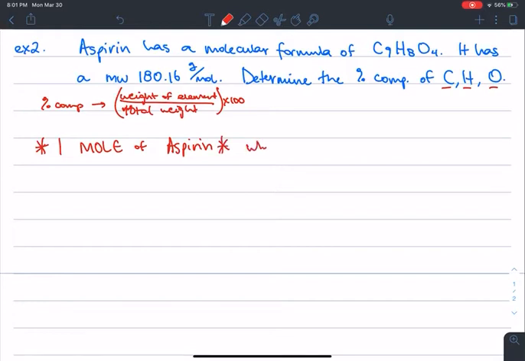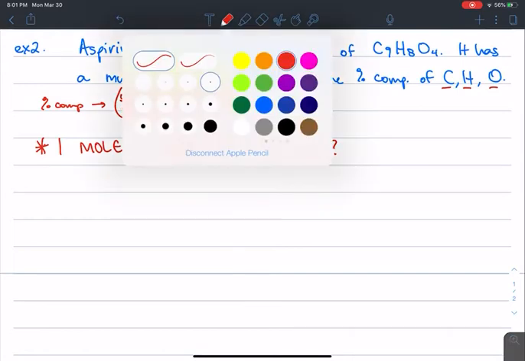And why are we dealing with 1 mole? Well, the reason is because how much does 1 mole of aspirin weigh? It weighs 180.16 grams. So if we have 1 mole of aspirin, we know its total weight. If we can figure out what the weight of carbon is in 1 mole of aspirin, then we will have the weight of that element.